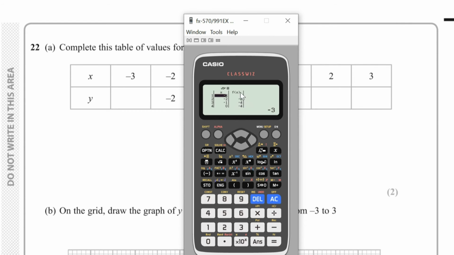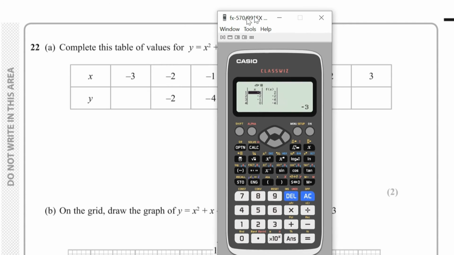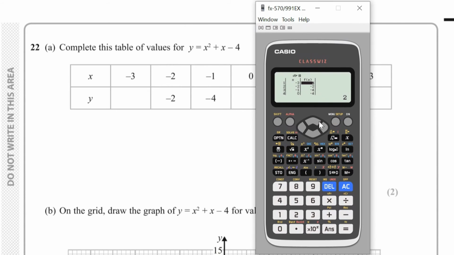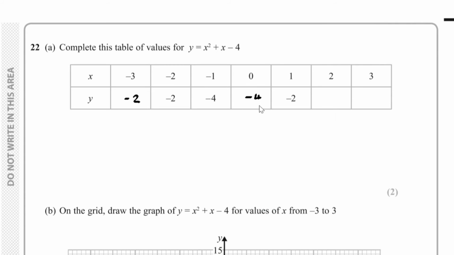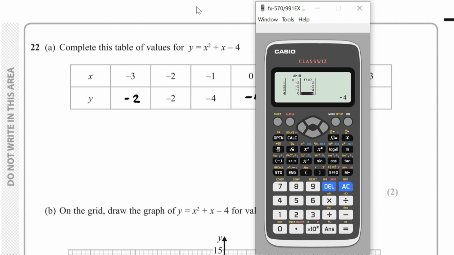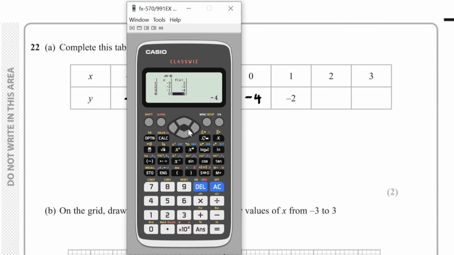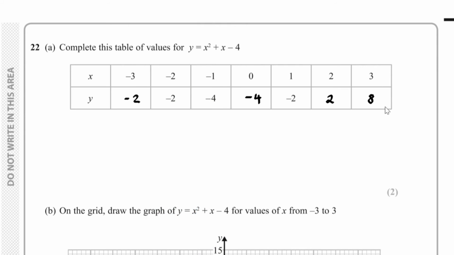So when x is -3, we see that y is -2. Then when x is 0, y is -4. Then when x is 2, y is 2. And when x is 3, y is 8.